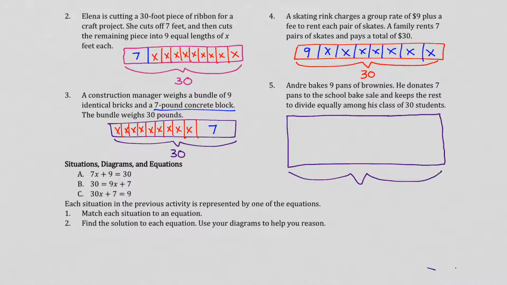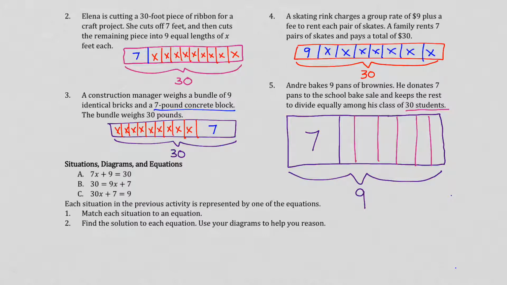Okay. So Andre makes 9 pounds of brownies. He donates 7 of the pans to a bake sale and keeps the rest to divide equally among his class of 30 students. So there's 9 total pans, and he donated 7 of them to the school, but then he kept the last 2 and divided them among 30 students. So that means we're going to have 30 boxes. So we're going to kind of cut this into 30 pieces.